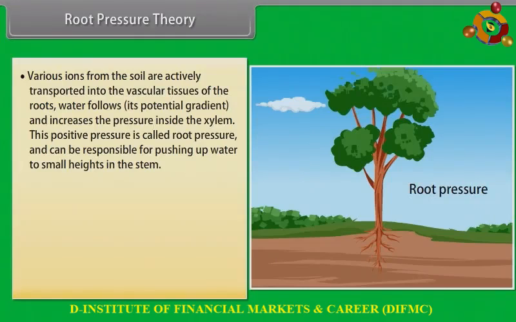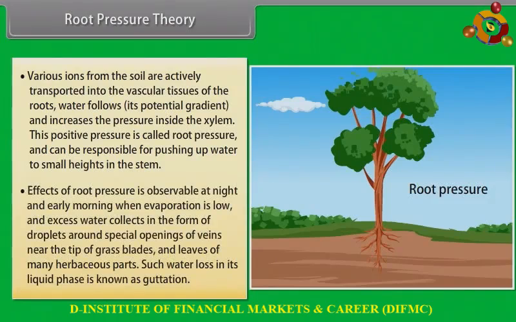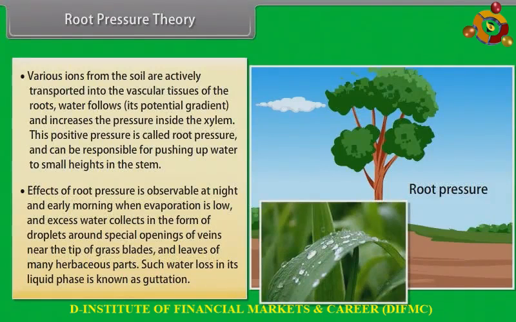Effects of root pressure are observable at night and early morning when evaporation is low and excess water collects in the form of droplets around special openings of veins near the tip of grass blades and leaves of many herbaceous plants. Such water loss in its liquid phase is known as guttation.